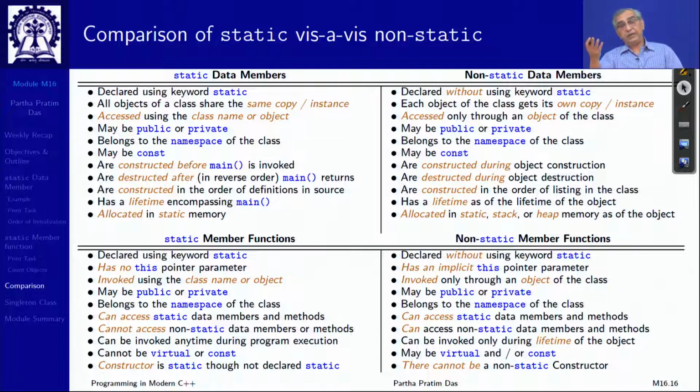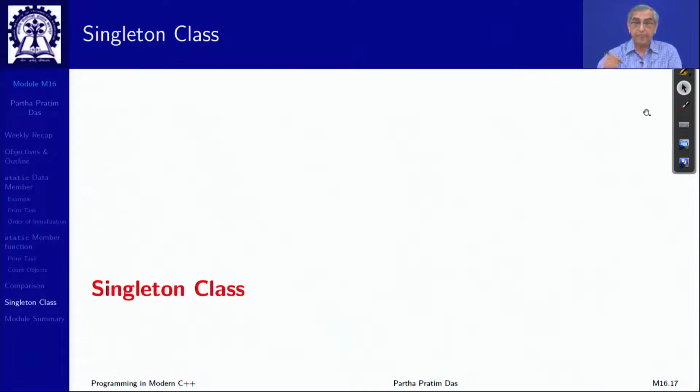But if I have a non-static member function, can I access static members? Yes, you can, because static members are always available by the class name, right. So, all these differences are listed here. You can make references to that, and study to understand it better.